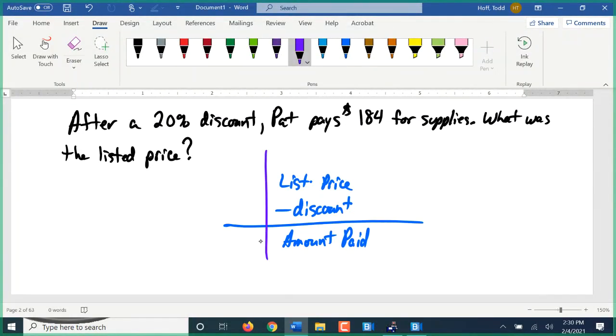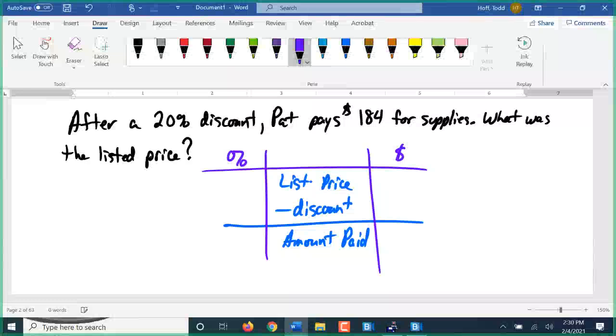And as we mentioned in the last examples, each of these numbers or items is described by two numbers. One is the percent, and again, the other one here will be dollars. 20% is the discount, so that goes on the percent side for the discount. 184 is after the discount, so that's the amount paid. And it looks like those are the only two numbers we have, but there is always that lurking 100%, that base amount. And in this problem, the base amount is the list price.